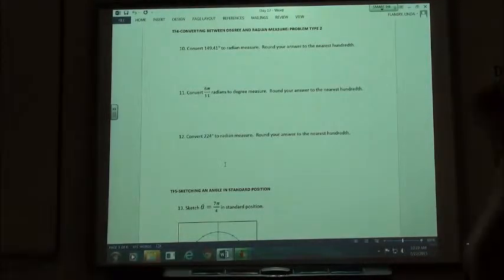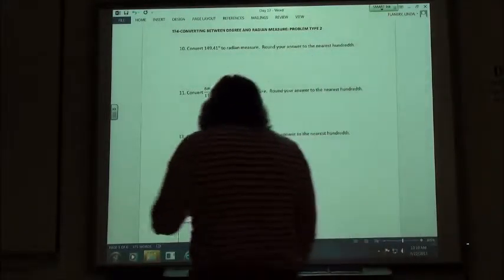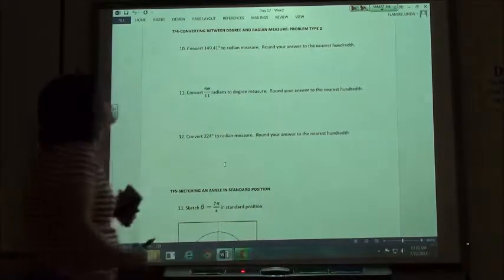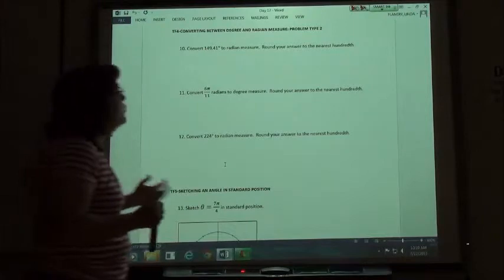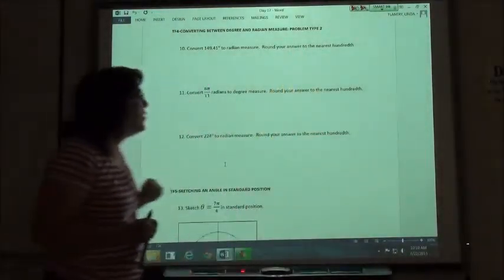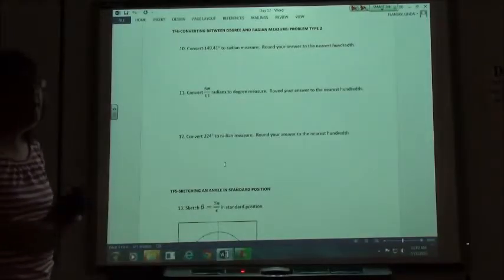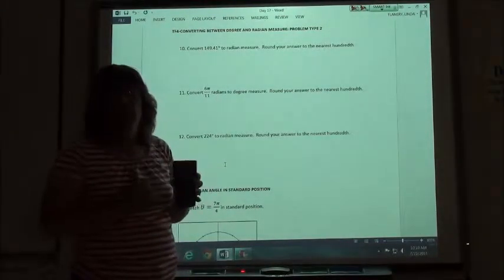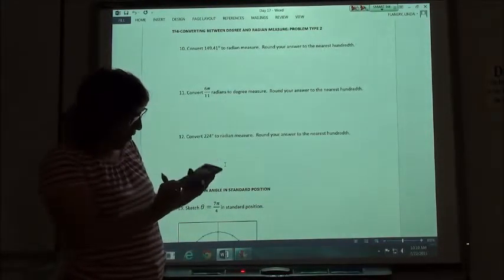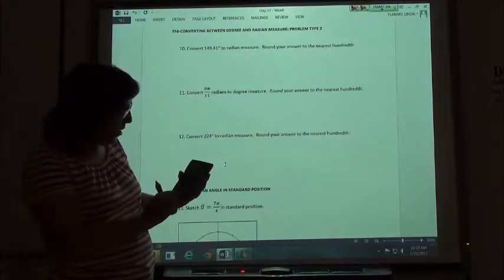10, 11, and 12, we're converting again between degrees and radian measures. This is problem type 2, so sometimes a little bit trickier. We are going to round our answers to the nearest hundredth. And so for pi, you could use 3.1415. Because of rounding issues, I recommend that you use the pi on your calculator.